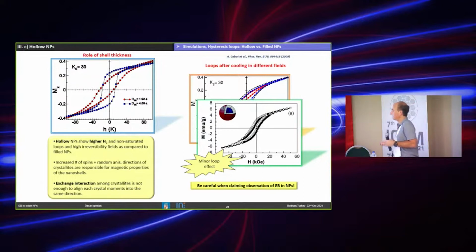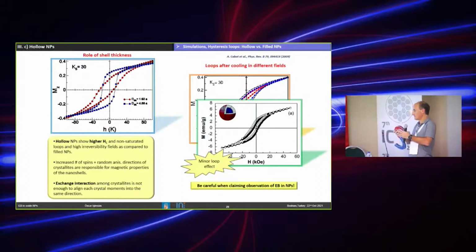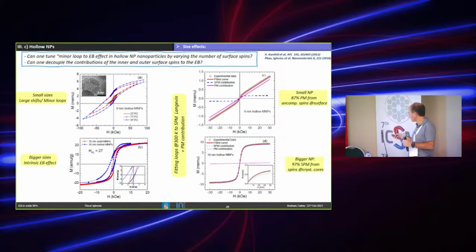So again, we have here an example of a particle which is hollow, which is only ferrimagnetic because it's magnetite, and displays an exchange bias. But in this case, the warning is that it is a minor loop effect. There's no coupling or freezing of anything in principle that gives you this loop shift.